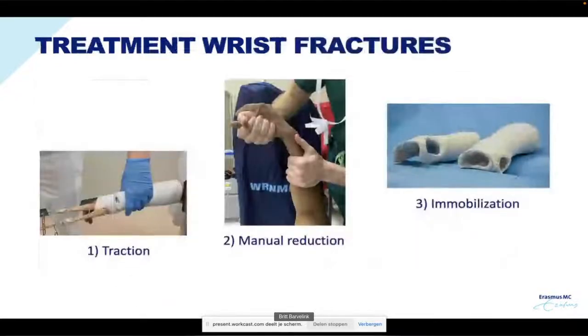And the way we do this in the emergency room is, first we apply traction to the wrist to get the bones aligned again. Then we manually reduce the fracture. And afterwards, you, of course, want to keep this anatomical alignment. And therefore, we immobilize the fracture with a cast.